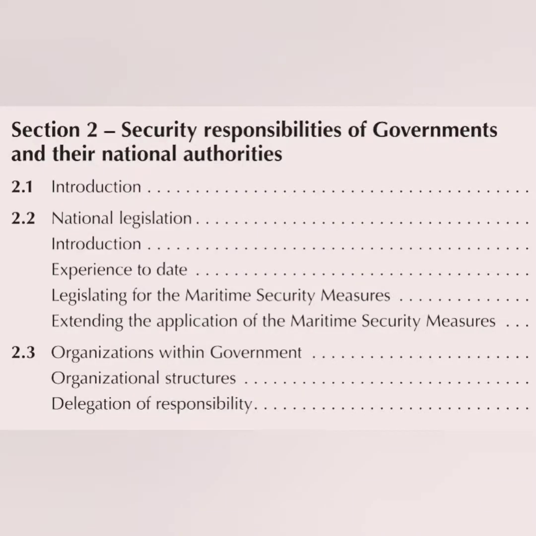And then Section 2 is about the responsibility of a government and their national authorities to comply with the maritime security measures as required by this code. This particular part gives everything that a government needs to know to implement the measures as required by the ISPS code and SOLAS Chapter 11 Part 2.